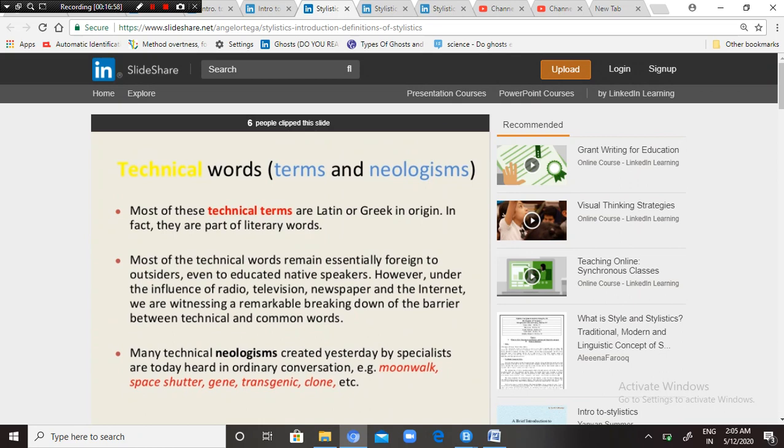Even to educated native speakers. However, under the influence of radio, television, even the newspaper and the internet, we are witnessing a remarkable breaking down of the barrier between technical and common words. Many technical neologisms created yesterday by specialists are heard today in ordinary conversation: moonwalk, space shuttle, chain, transgenic, clone, extra.